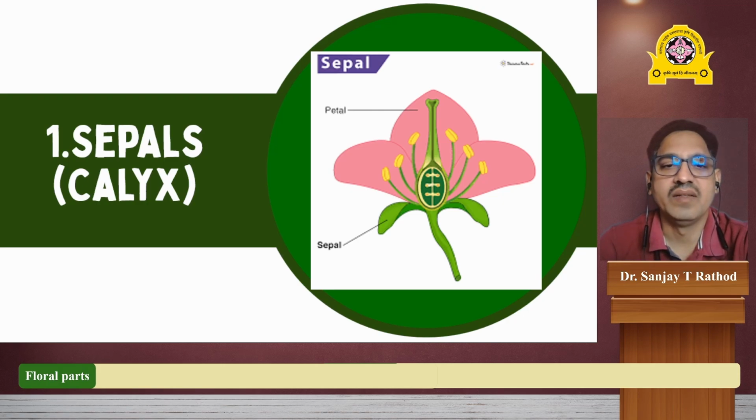What is sepal? I mentioned here sepal because the individual is a sepal, this one, and the group of sepals will be known as a calyx. This calyx holds the floral bud before opening the flower.